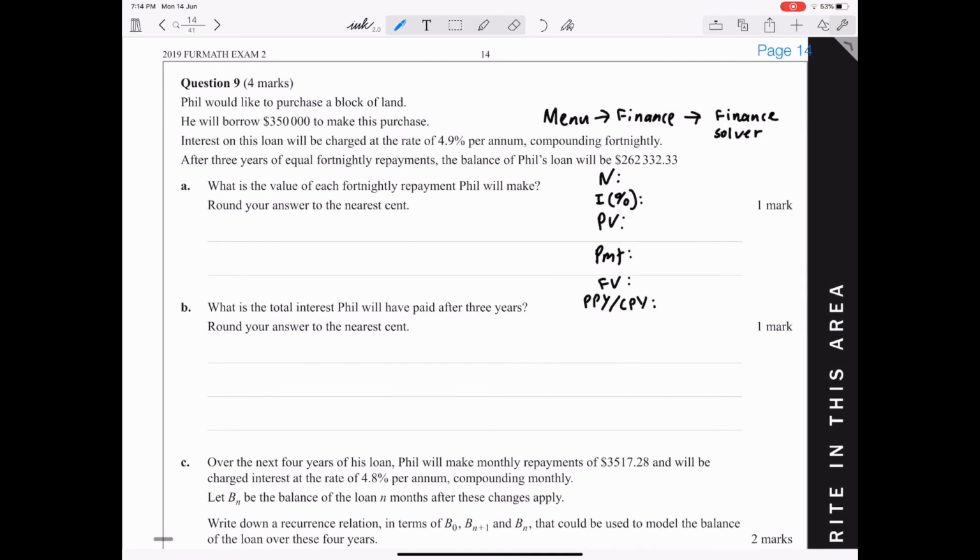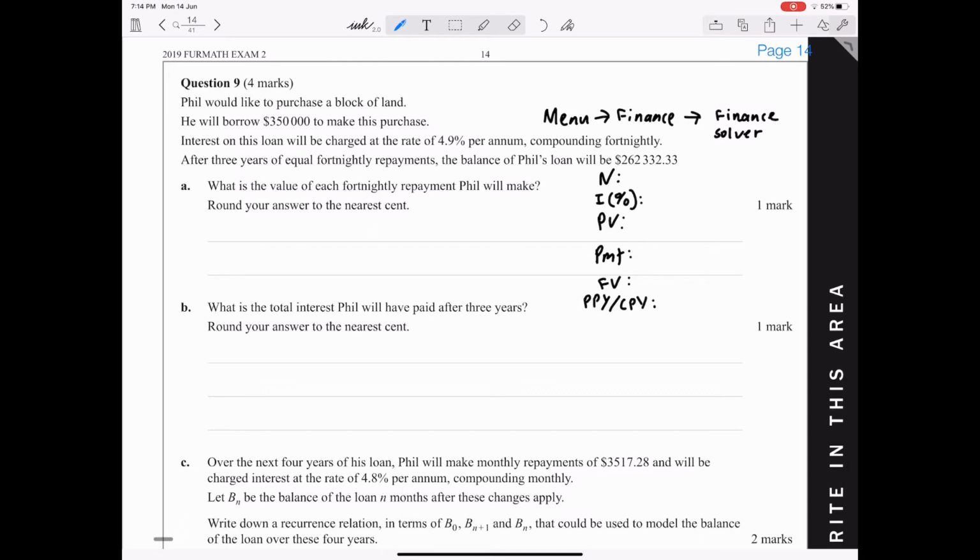Question 9. Phil would like to purchase a block of land. He will borrow $350,000 to make this purchase. Interest on the loan will be charged at the rate of 4.9% per annum, compounding fortnightly. After 3 years of equal fortnightly repayments, the balance of Phil's loan will be $262,332.33. What is the value of each fortnightly repayment Phil will make? Round your answer to the nearest cent.